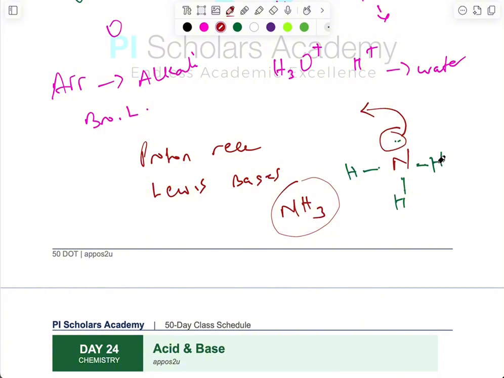So you can see the difference between them like that. So be able to identify what a Lewis base is and what a Lewis acid is as well. So that's the basic introduction to what acids and bases are.